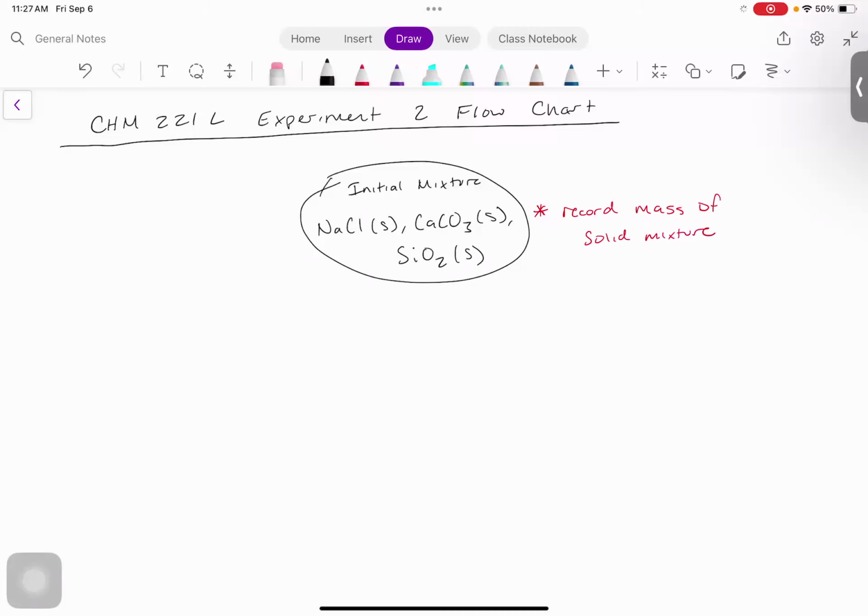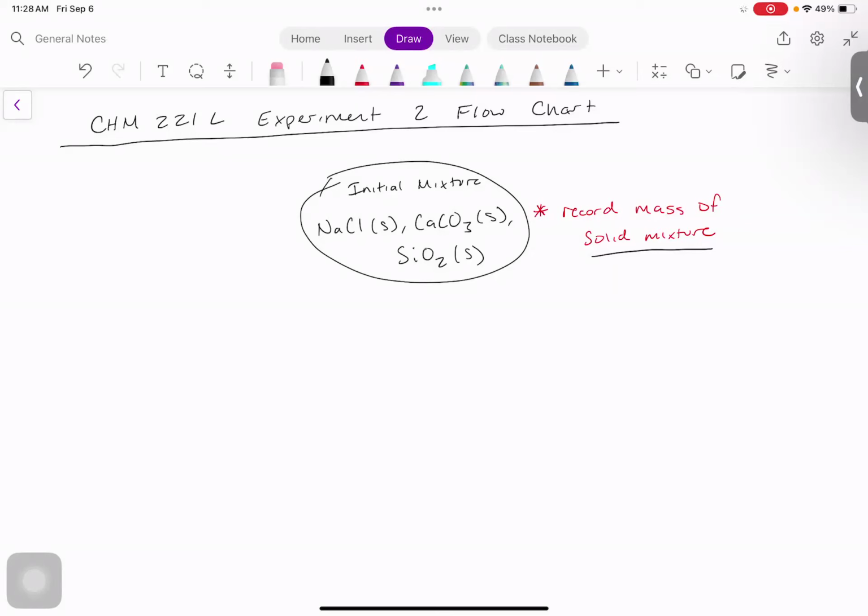Something that I like to do in my experimental flowcharts is to make a note of each instance where I need to record data, just so that I don't forget. So the mass of our mixture we'll need in order to calculate the mass percent later on. So this mass here of the solid as a whole is going to be the denominator in all of your mass percent calculations. So what we need to be able to collect from our experimental procedure is the mass of the sodium chloride, the mass of the silicon dioxide, and the mass of the calcium carbonate that's present in our mixture, so that we can divide it by the total mass to calculate the mass percent. So we'll do that later, but this is where the mixture starts.